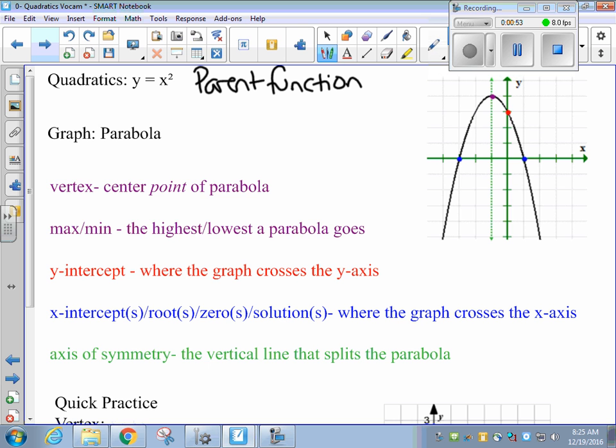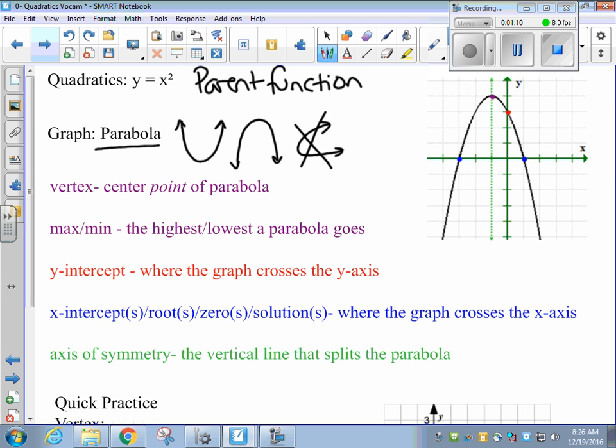Our next vocabulary word is parabola. Parabola just means that you have a graph that looks like a U. Now, it could be a happy face U or a sad face U, but it's never going to be a sideways U. That is not a quadratic or a parabola.